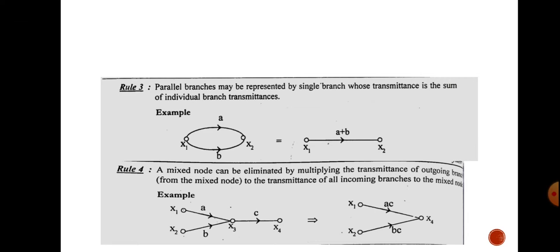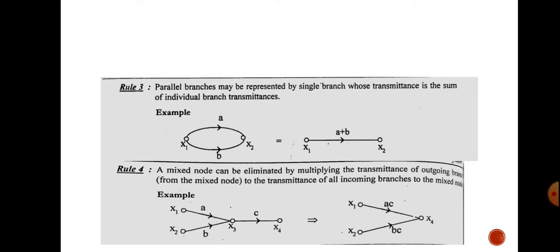Next is rule number 4. A mixed node can be eliminated by multiplying the transmittance of outgoing branches to the transmittance of all the incoming branches to the mixed node. It is shown that there are four nodes x1, x2, x3 and x4. In the first figure, between x1 and x3 the transmittance is A, between x2 and x3 the transmittance is B, and between x3 and x4 the transmittance is C.